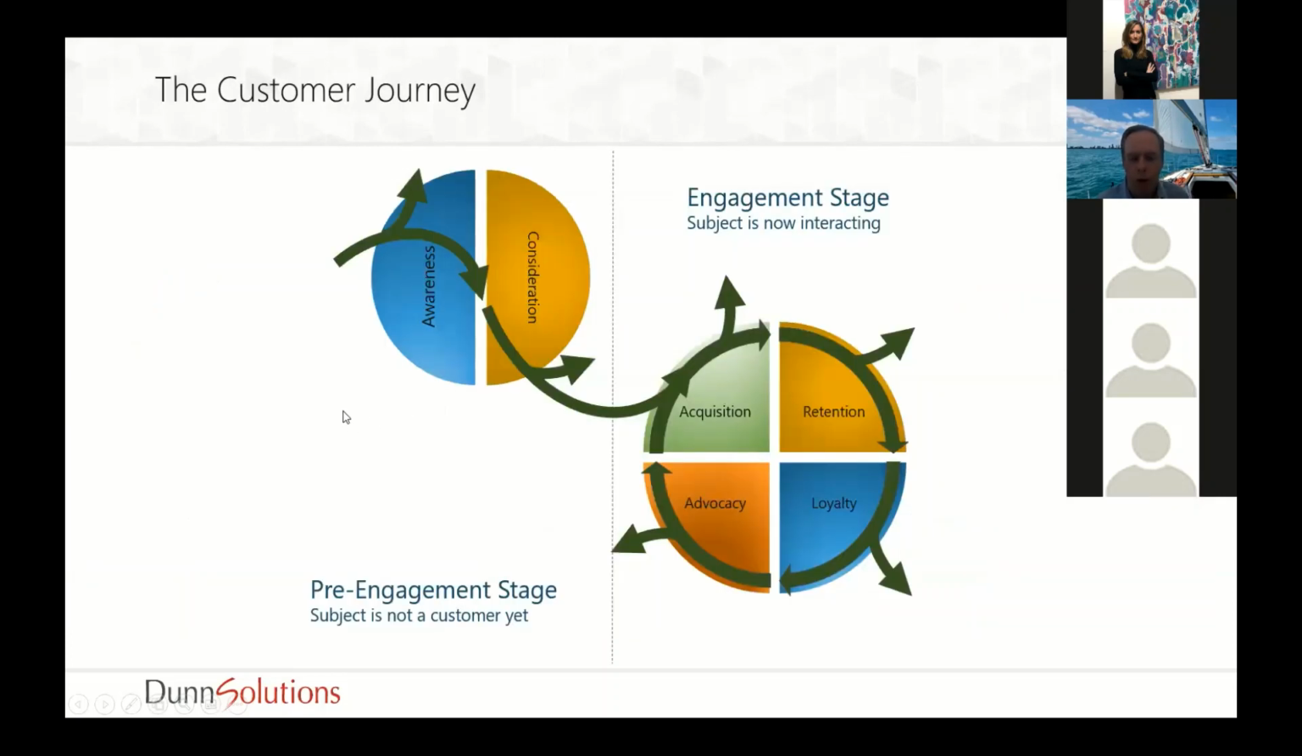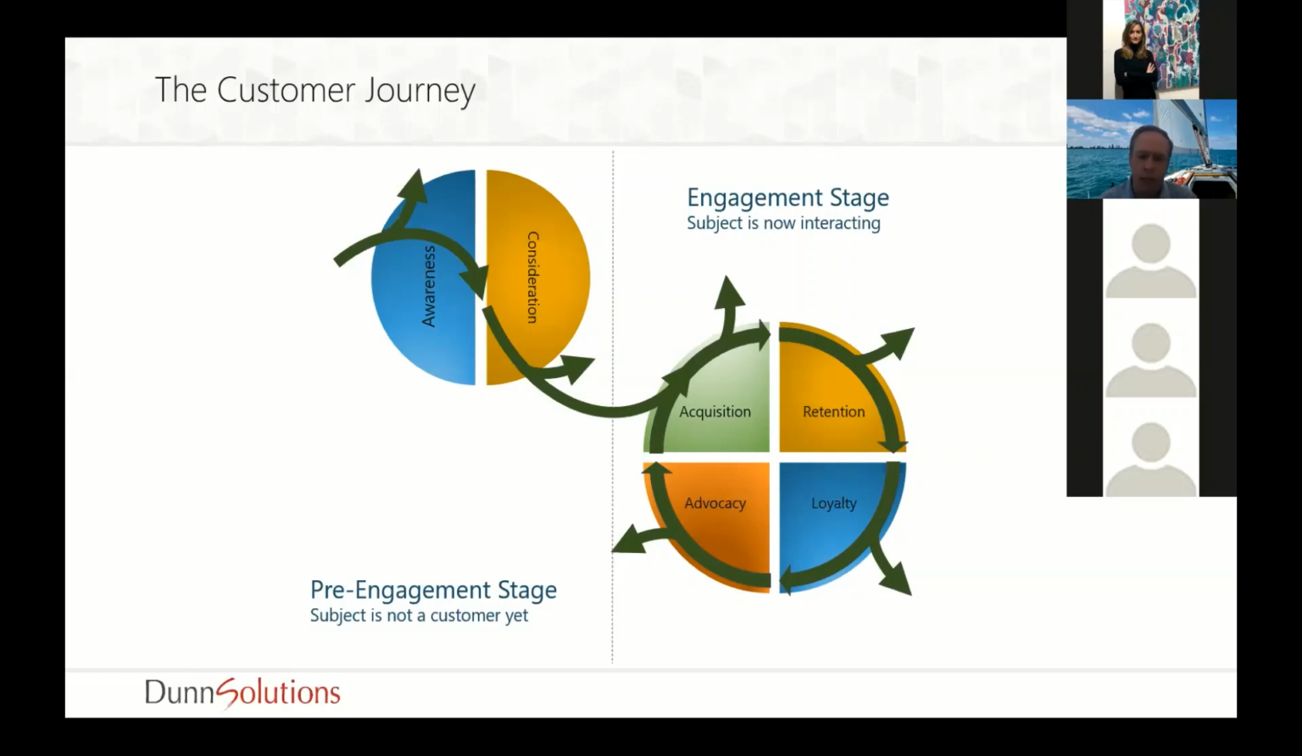So overall, we always look at the customer journey. And there's really two stages in the customer journey. There's this pre-engagement stage where you're trying to get people to understand who you are and to even consider you when they're looking to buy a product or service that's in the space that you are serving. And then there's the engagement stage where they now are interacting with you, potentially in person, on your website, with a sales rep, and there are some stages that customers go through in that process as well.